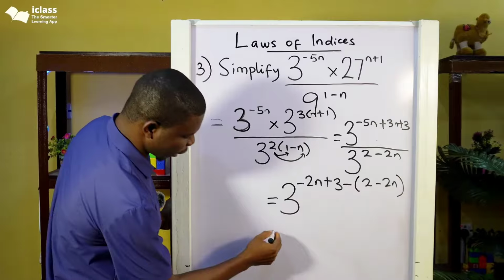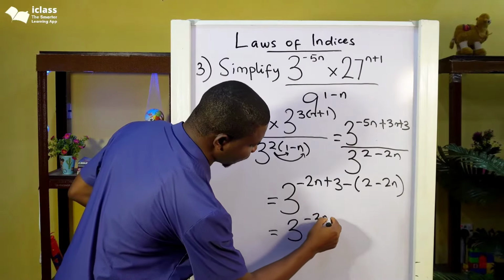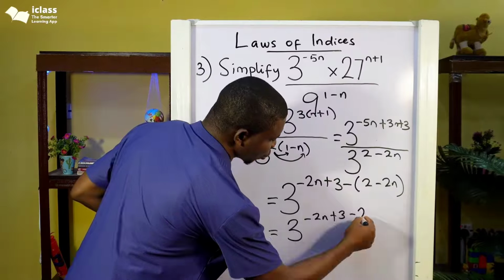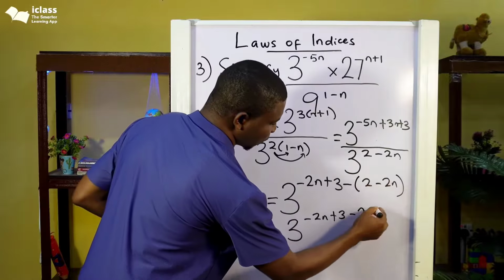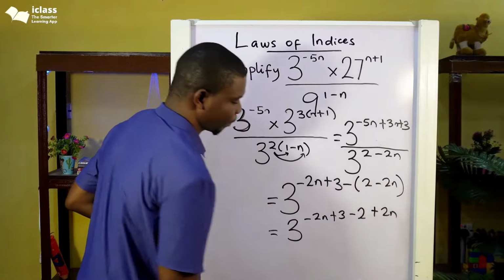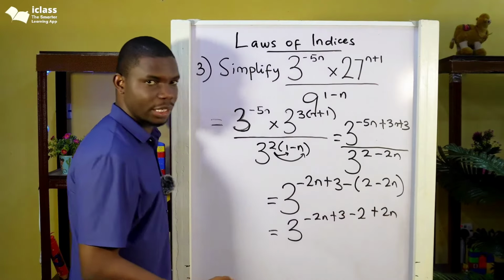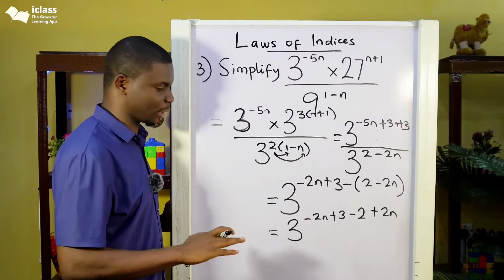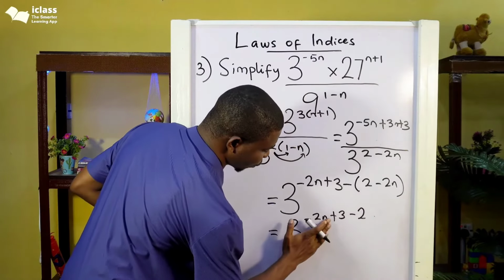Good. So we'll now have this as 3 to the power minus 2n plus 3. I'm opening the bracket now. So this will be minus 2 minus 2n. That will be plus 2n. Good. So for the powers, minus 2n plus 2n, what would that give you? It is 0, right? Same thing as saying 2n minus 2n. So that will be 0. So I can clean this out.